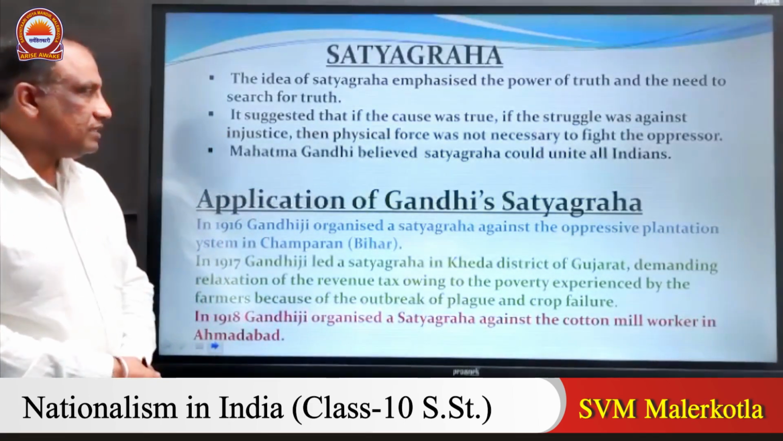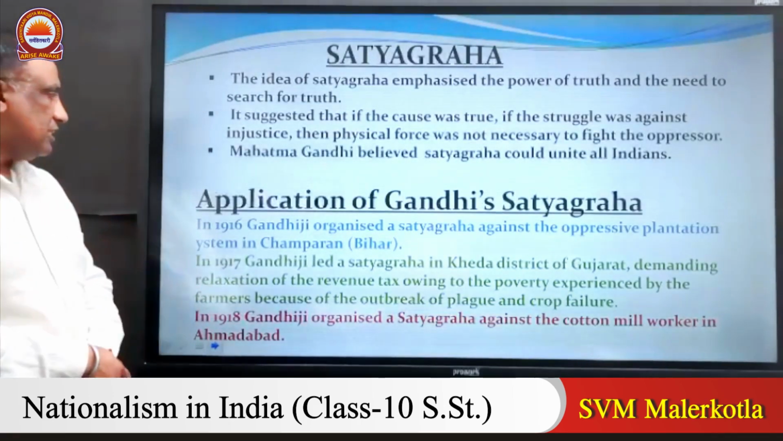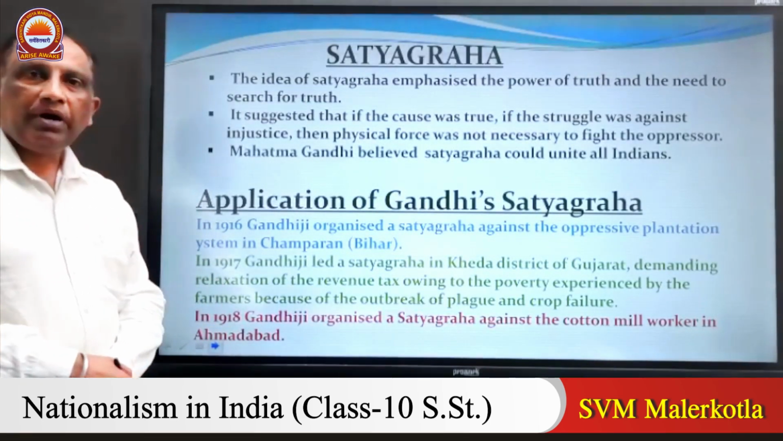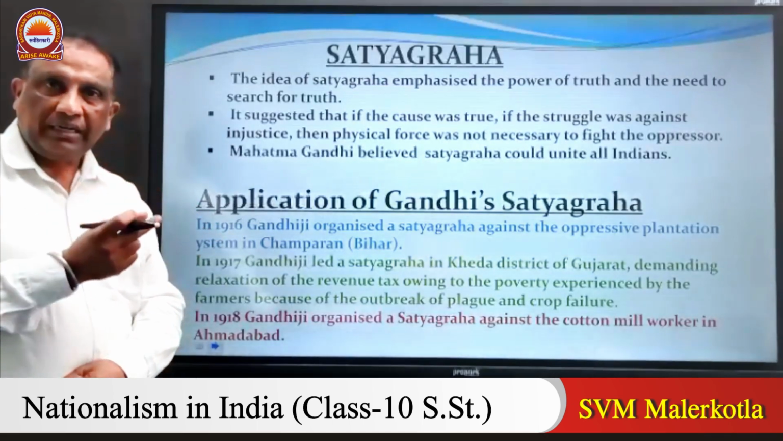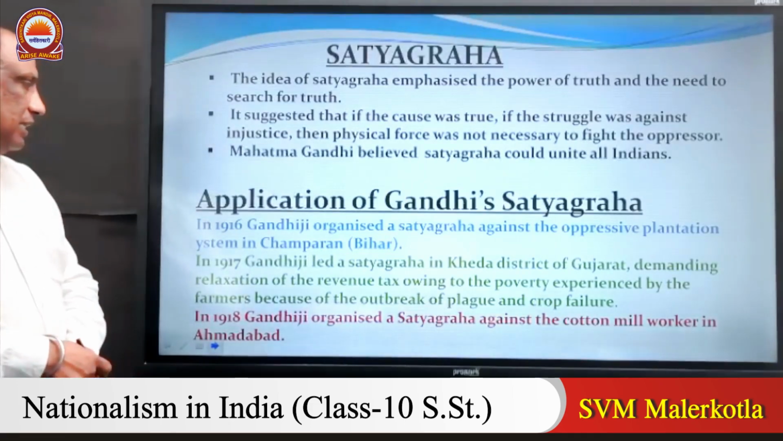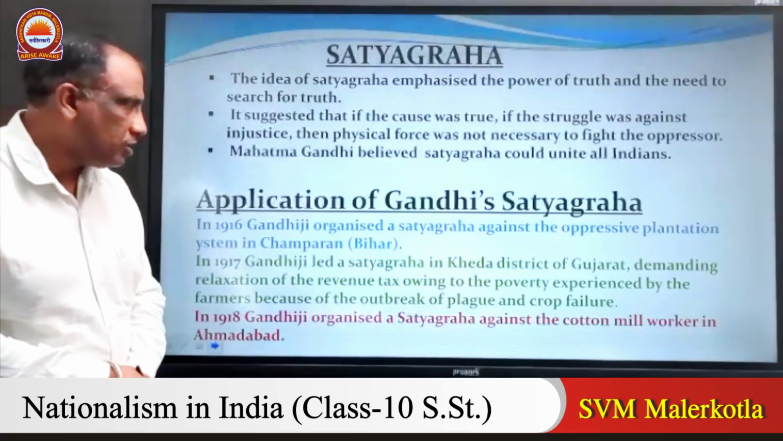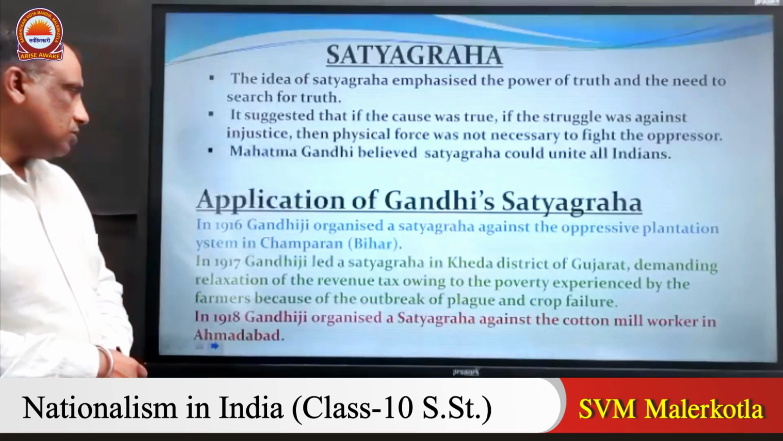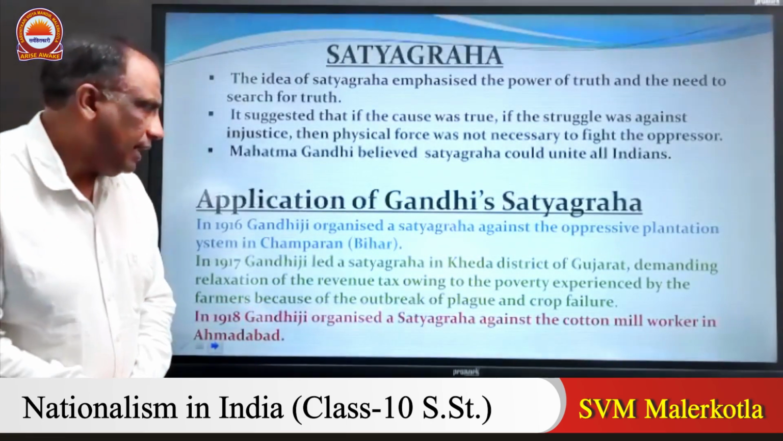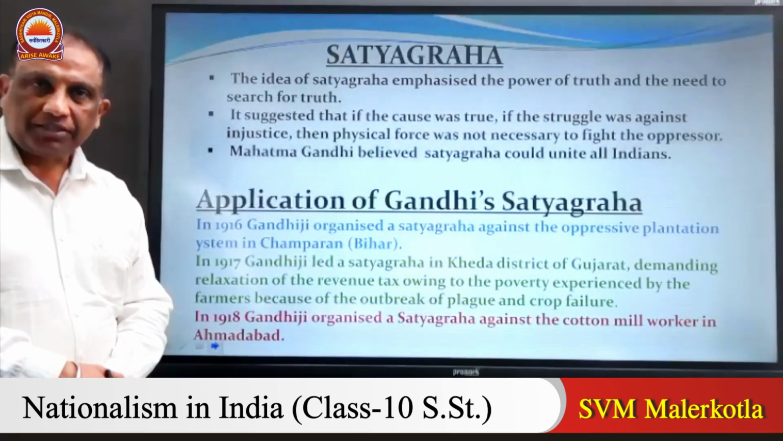Now, applications of Gandhiji's Satyagraha. How Gandhiji applied the Satyagraha, that we will see. In 1916, Gandhi organized a Satyagraha against the oppressive plantation system in Champaran, Bihar. So this is Gandhi's first laboratory. After coming from South Africa, he started first from Champaran, Bihar. In 1917, Gandhiji led a Satyagraha in Kheda district of Gujarat, demanding relaxation of the revenue tax owing to the poverty experienced by the farmers because of the outbreak of plague and crop failure. So here also people were in trouble due to the outbreak of the plague as well as crop failures.